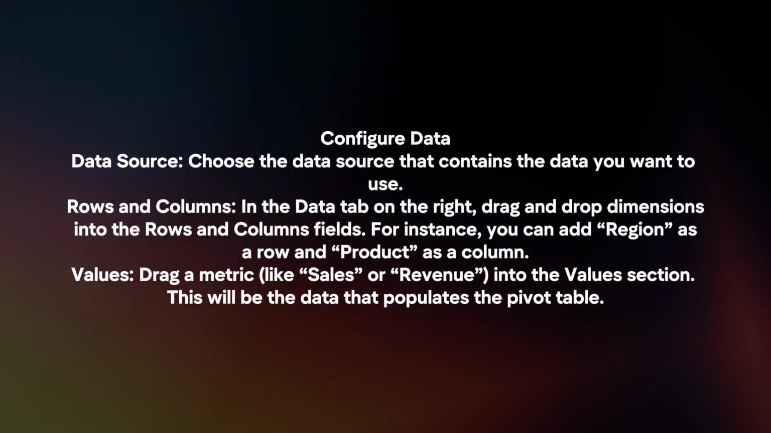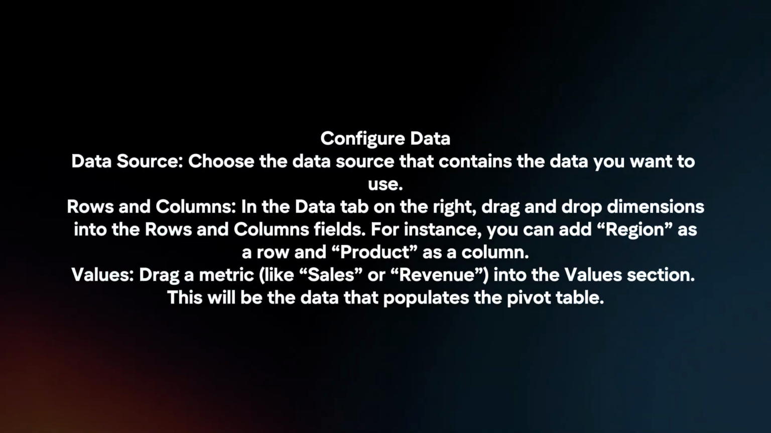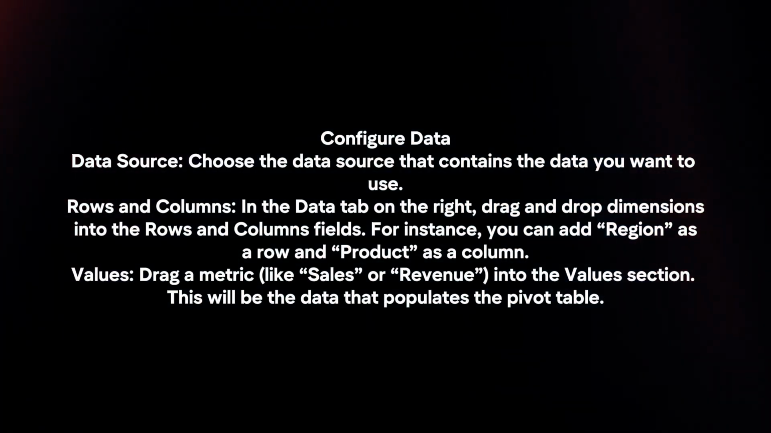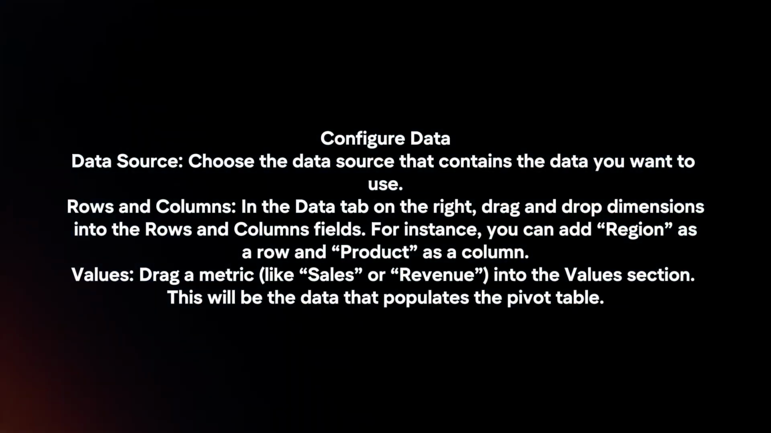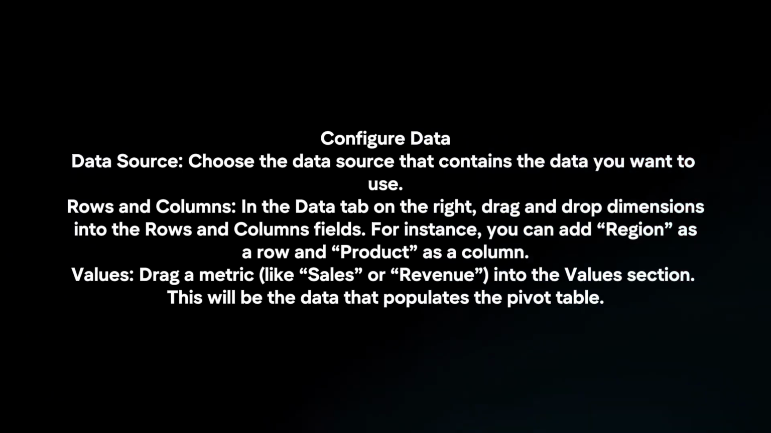Rows and columns. In the Data tab on the right, drag and drop dimensions into the rows and columns fields. For instance, you can add region as a row and product as a column. Value. Drag a metric into the Values section. This will be the data that populates the pivot table.